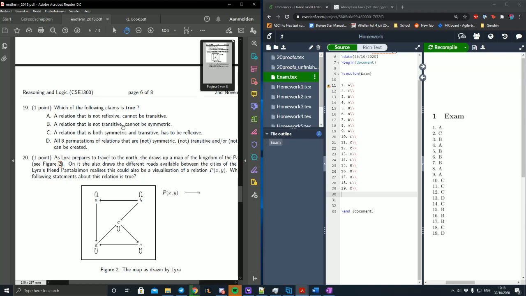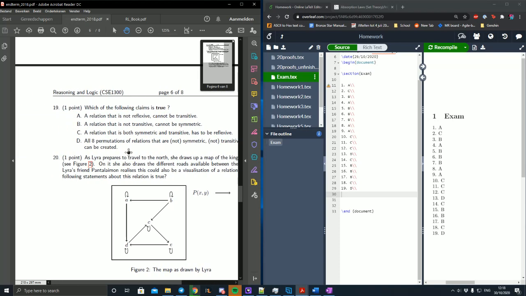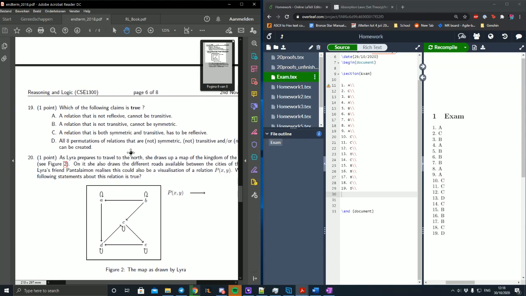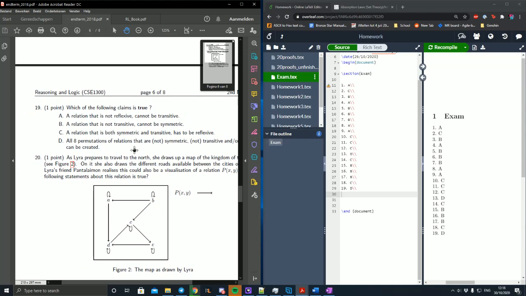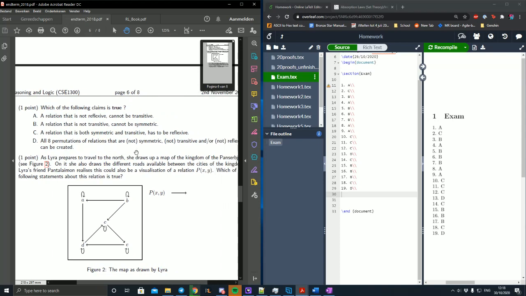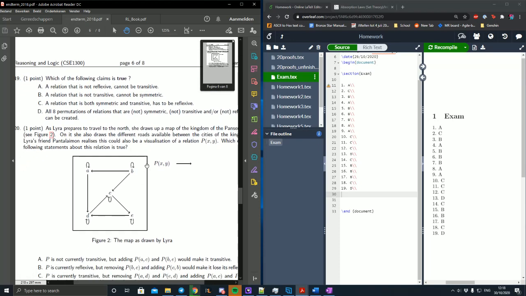As Lyra prepares to travel to the north, she draws a map of the kingdom of the Panzerbjörn. She also draws the different roads between the cities of the kingdom. Lyra's friend Pantalaimon realizes there could also be a visualization of a relation P of X. Which of the following statements of the relations are true?